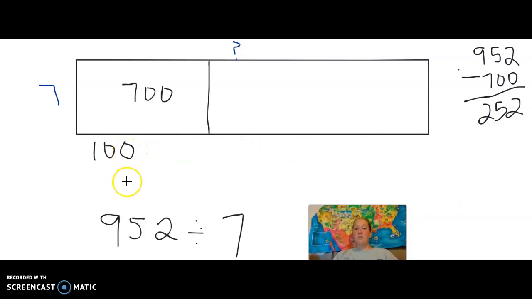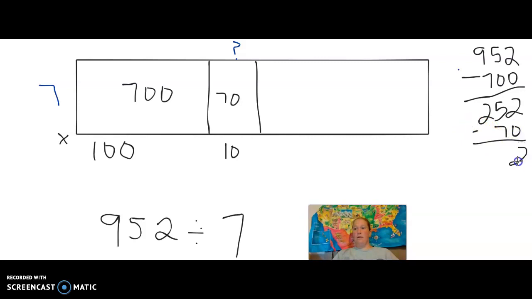Now, I couldn't do another 7 times 100 because that would give me another 700, and I only have 252 left. So what else could go into 252? What if we multiply by 10? We're just doing easy multiples to help us, okay? 7 times 10? 70, I know that. Okay, subtract. Remember, our goal is to get all the way to 0, or if there's a remainder, we will find out.